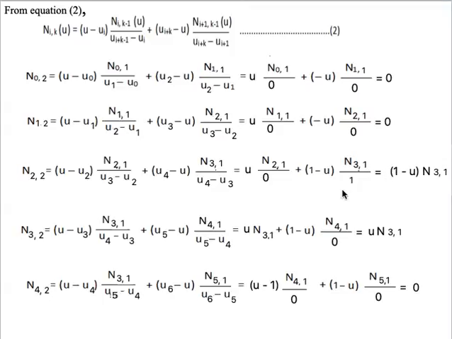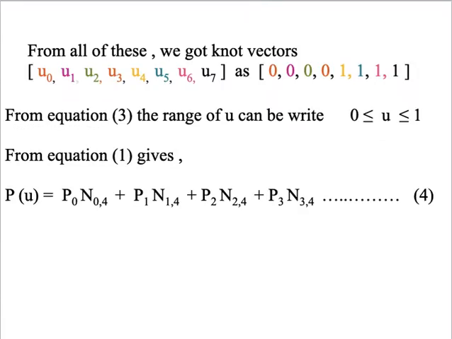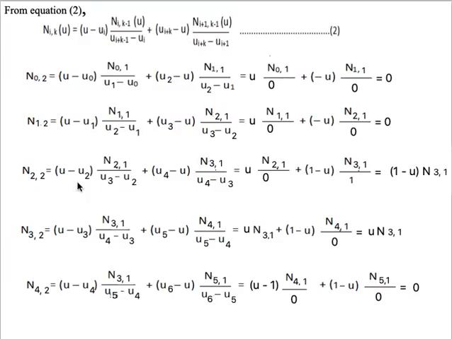So when you are saying here u minus u2 of N2,1 divided by u3 minus u2, u3 is 0 and u2 is also 0, you know that, because u3 is 0 and u2 is also 0. So here this is 0, u4 is 1 minus u, isn't it? So u3 is 1, N3,1 divided by u4 is 1, u3 is 0, so again it would be 0. So we can say here this is 1 minus u of N2,1 and N3,1.